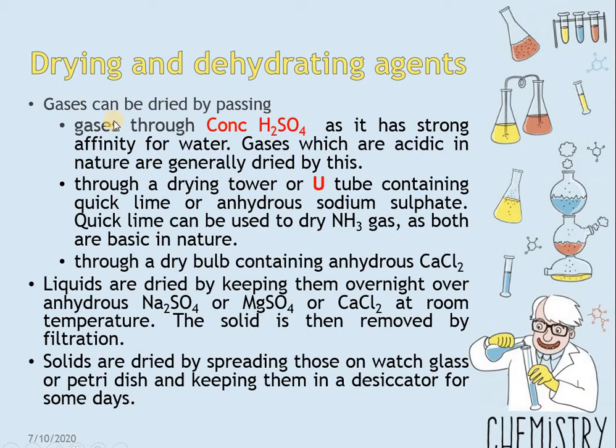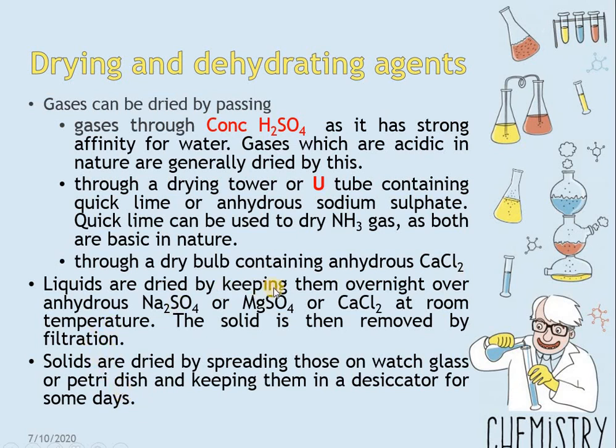Now gases can be dried by passing them through concentrated sulfuric acid, as it has very strong affinity for water. Gases which are generally acidic, like hydrogen chloride gas, can be dried by concentrated sulfuric acid because there will be no reaction between the two, as both are acidic in nature. You can also dry gases by passing them through a dry tower or U-tube containing quicklime or anhydrous sodium sulfate. Quicklime, which is calcium oxide, can be used to dry ammonia gas, as both are basic in nature. Third option, you pass it through a dry bulb containing anhydrous calcium chloride.